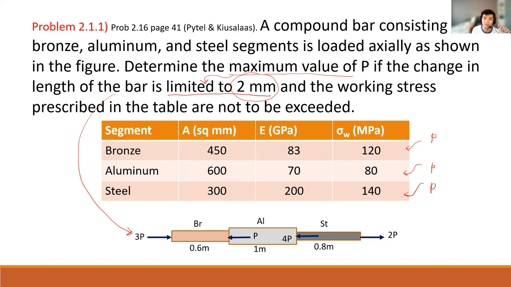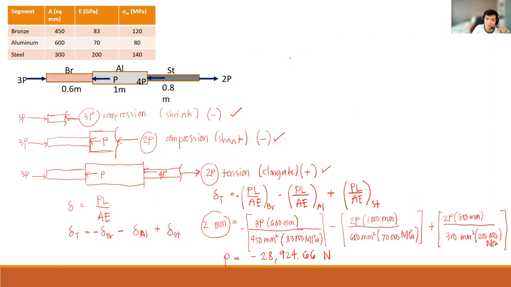So I'll try to look at this problem again. If there was a typo, okay. So if it's negative, this would give us a positive value. So if you want to express it in kilonewtons, it can be 28.92 kilonewtons. So that would be the force, and then try to verify next the different stresses.